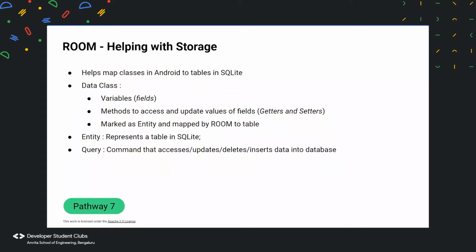So in the context of Room, a data class is marked with something known as an entity keyword. When the code is compiled and bundled up, Android understands that this is an entity, and it basically creates a table with these fields, with these properties, as columns. An entity represents a table in SQLite, and a query is a command that helps you access, update, delete, or insert data into a database. You can do much more than these with complex queries, but we won't look into that for now.